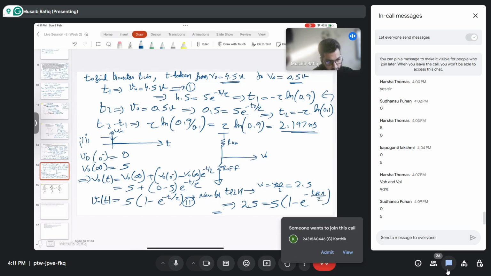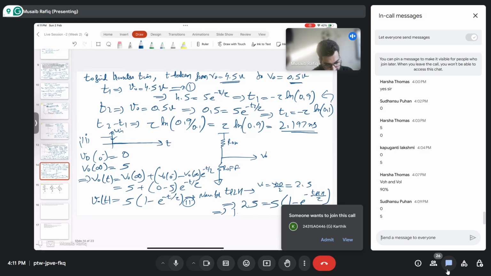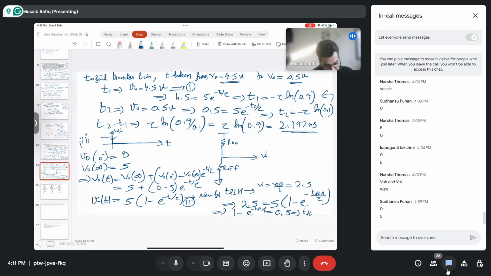If you do the maths correctly, it comes out to be 1 minus e raised power minus Tp low to high equal to 0.5, and I'll skip some steps. Tp low to high equal to tau ln 2, it comes out to be 0.69 nanoseconds, right?